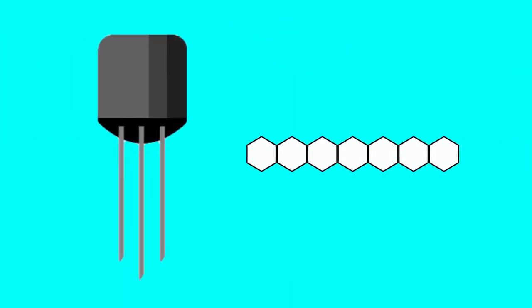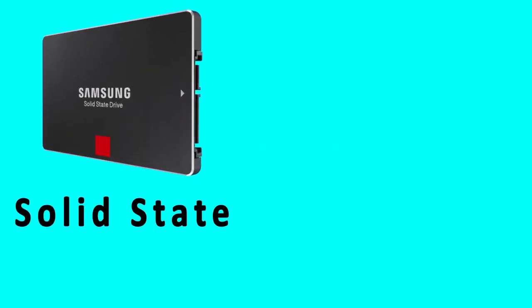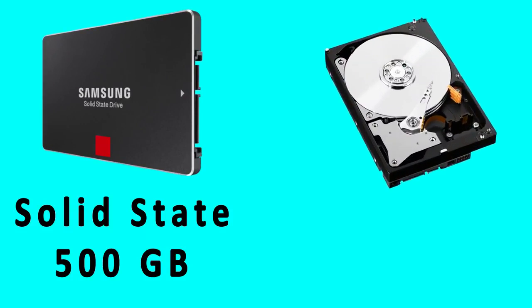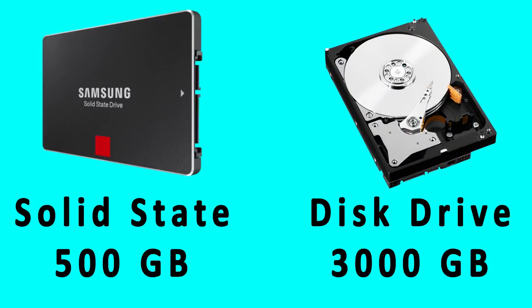As small as microtransistors are, they don't compare to the magnetically charged regions on a disk drive. And while microtransistors get smaller every year, so do these magnetic regions. Currently, the average solid-state hard drives have about a 500 gigabyte capacity. For the same price, you can get a spinning disk hard drive that will have about a 3,000 gigabyte capacity.